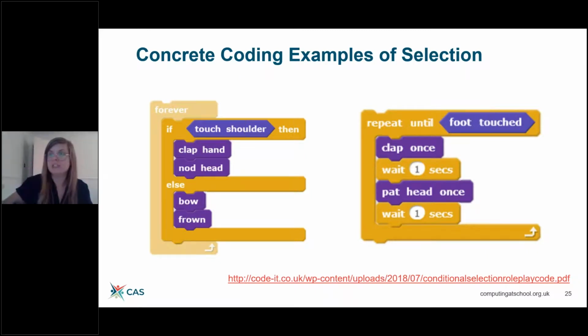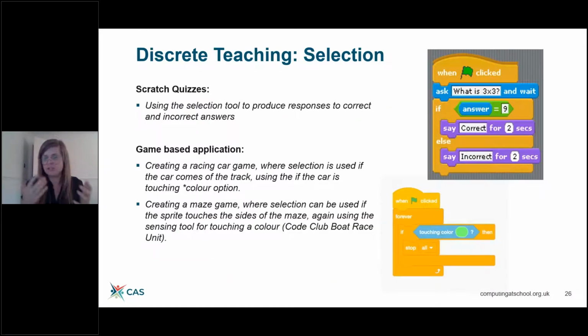And then again, discrete teaching. I normally just use 2 for this. I'd normally even make a quiz, which you can just see a little snippet there, that if the answer is right, then say well done, otherwise say try again. Or I sometimes use it in games. There's a lot of racing car games, and you'll see the other snippet on your screen now is just that if you're touching the grass, you go back to the start or something like that. There's a boat race game on Code Club as well, that if it touches the line of the maze, then you go back to the start.